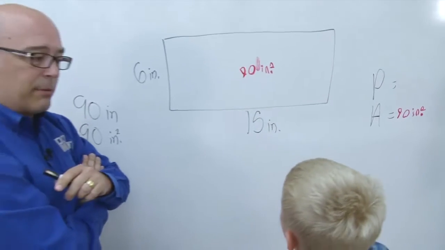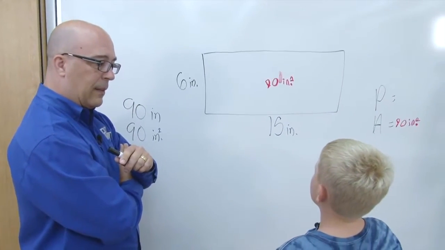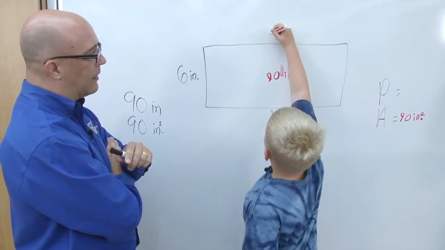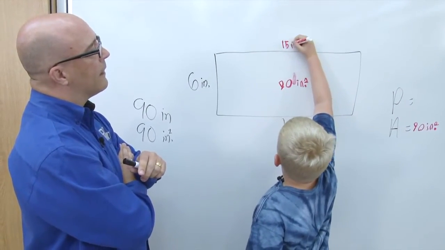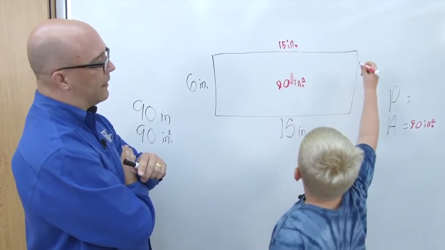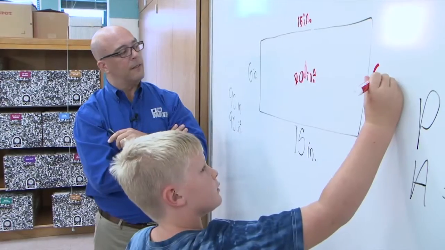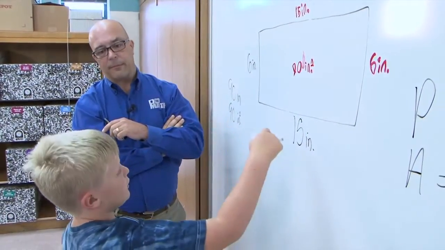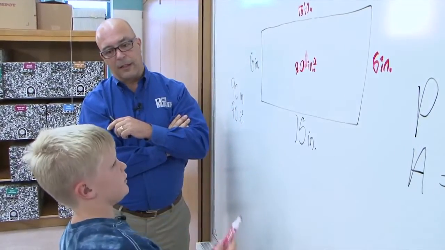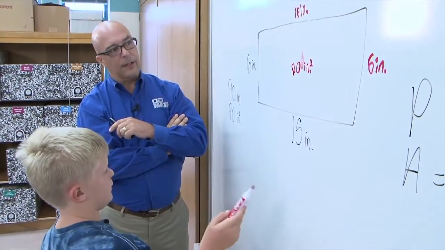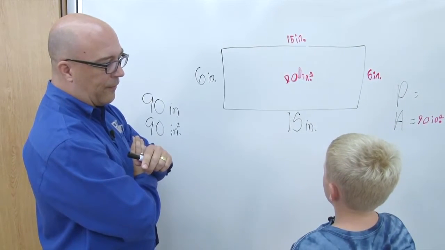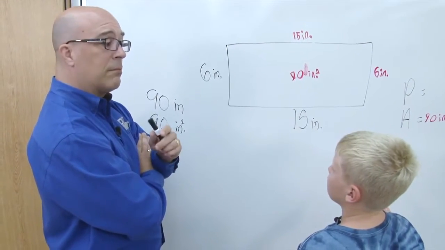So how would you like to figure out the perimeter? Well, since I know that the perimeter is, this goes up here also. Okay. And this goes over here. Very nice. And then you just add them all up. I start with 15 plus 15 because I already know that is 30, and then 6 plus 6 is 12, so 30 plus 12 is 42. Good. So the perimeter is 42. 42 what?